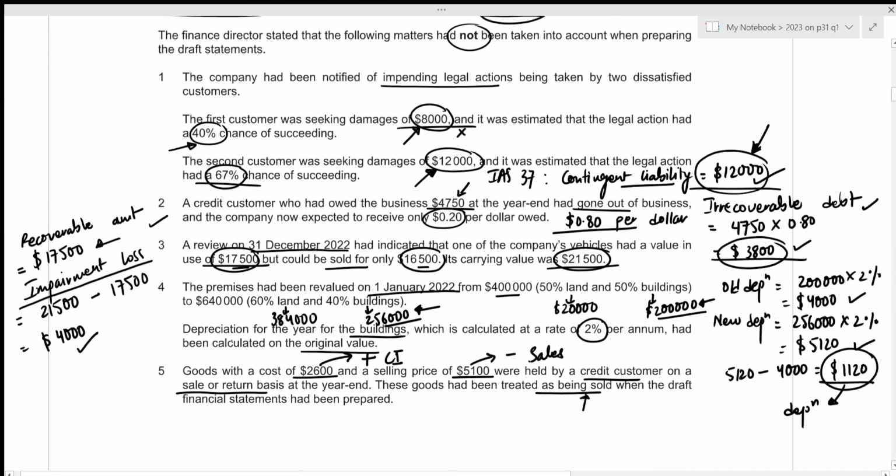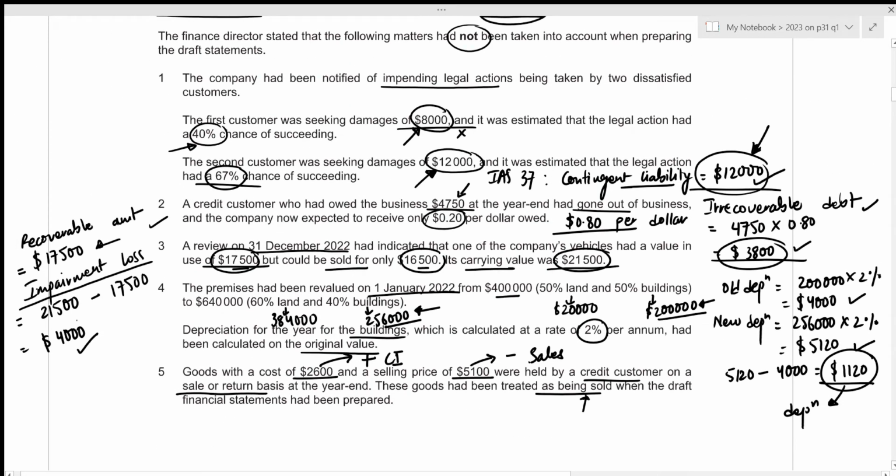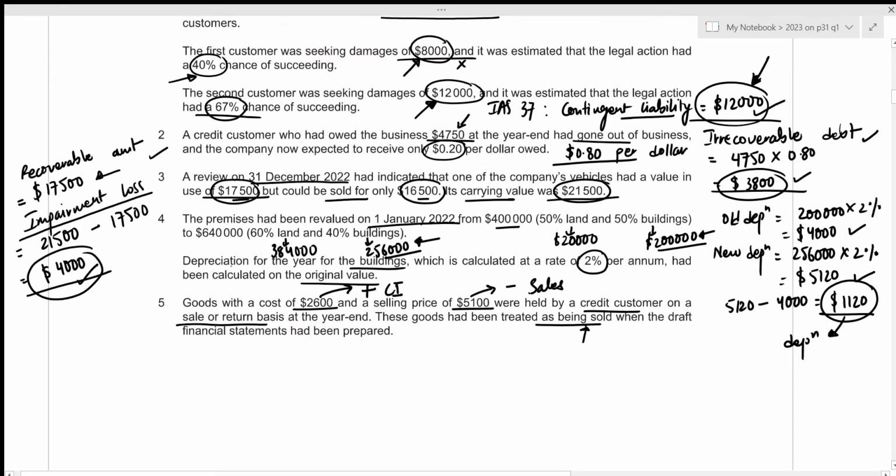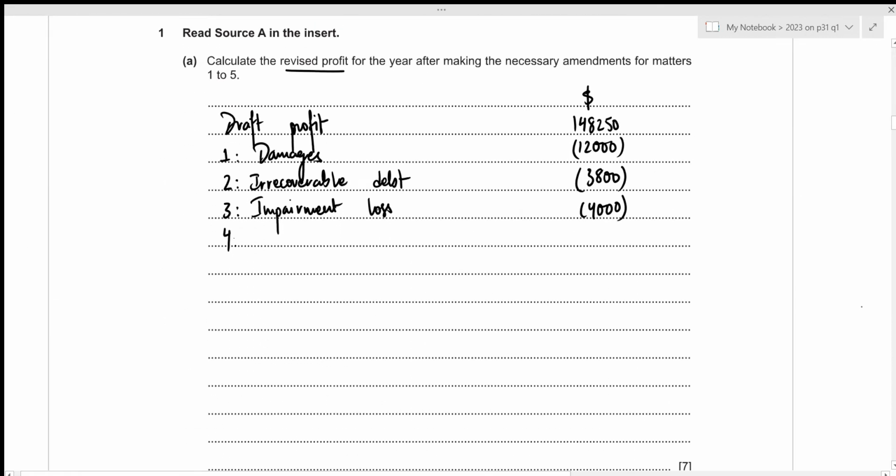Now for the third one, it was the impairment loss, which we calculated to be 4,000, and again this is an overhead, which means that we need to subtract it. So the third one is for our impairment loss of 4,000. Then the fourth one was for our depreciation. We are yet to provide the depreciation of 1,120. This is the missing depreciation in this case. So the fourth one is for missing depreciation of 1,120, which we need to subtract.